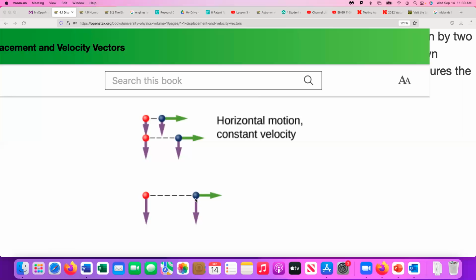And after 2 seconds, be going twice that fast. And after 3 seconds, be going 3 times that fast. And it will still reach the ground in the same amount of time as if you just dropped it, even though you threw it forward.